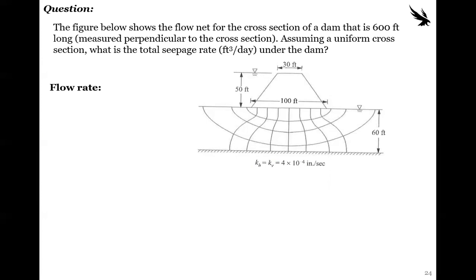So we have this figure, shown below: flow net cross-sectional area of a dam that is 600 feet long. So that's important. This dam is going in the out of paper direction, like this direction here, 600 feet.